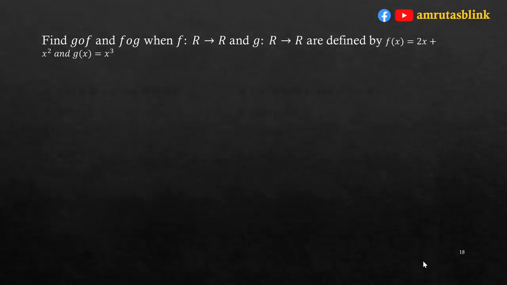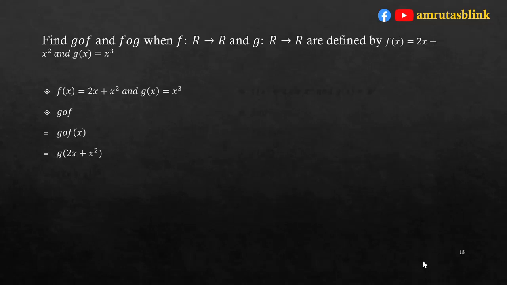Find g of f and f of g when f is defined on real numbers and g is also defined on real numbers, such that f of x is equal to 2x plus x square and g of x is equal to x cube. First of all, we will find g of f of x. So, g of 2x plus x square is equal to (2x plus x square) whole cube.